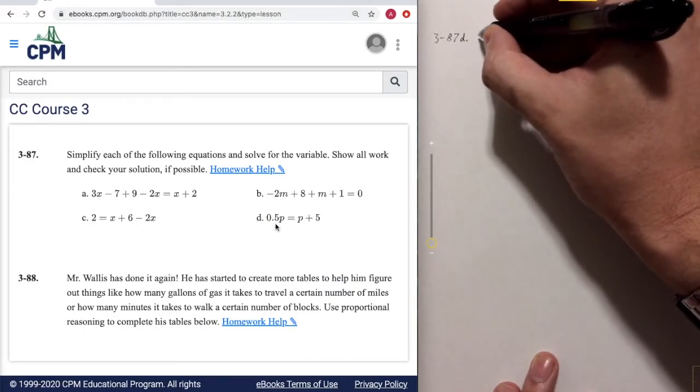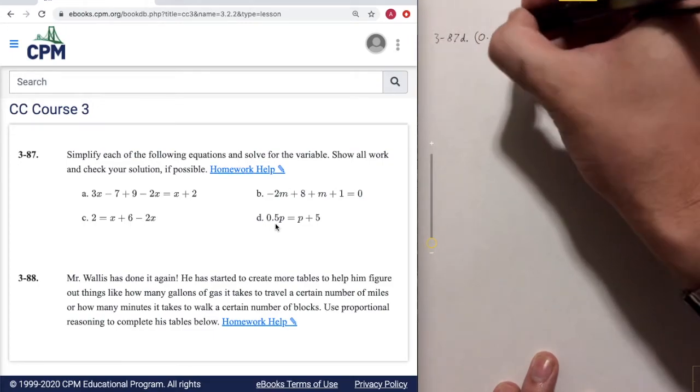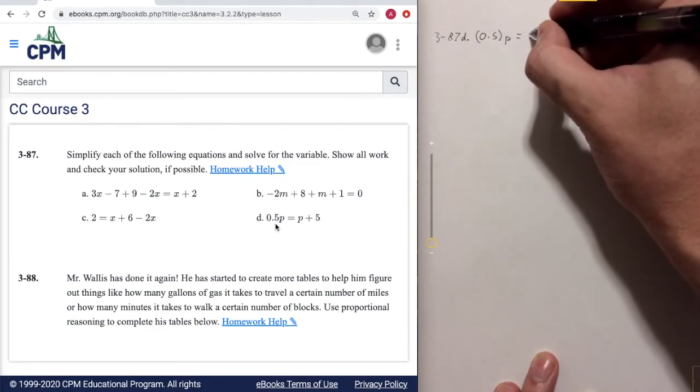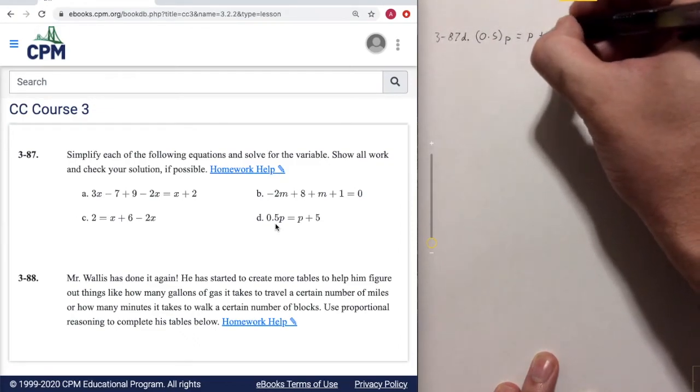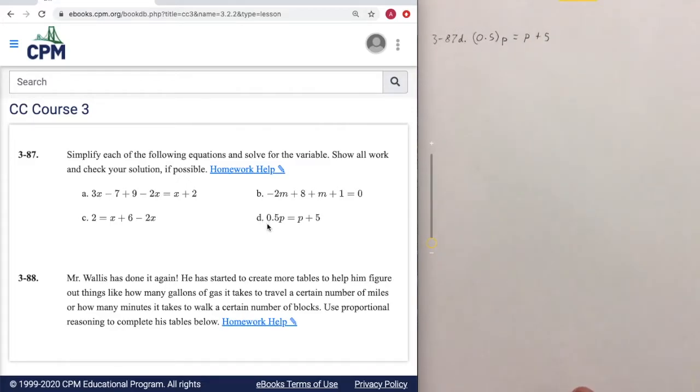So let's write this equation in. We have 0.5P, and we'll put that in parentheses just to make it a bit clearer what it means. And that's going to equal P plus 5. So it might be helpful to just think of this as 1/2 P, because that's what it is. It might be a bit clearer not as a decimal. So we want to just get both the P's on the same side.